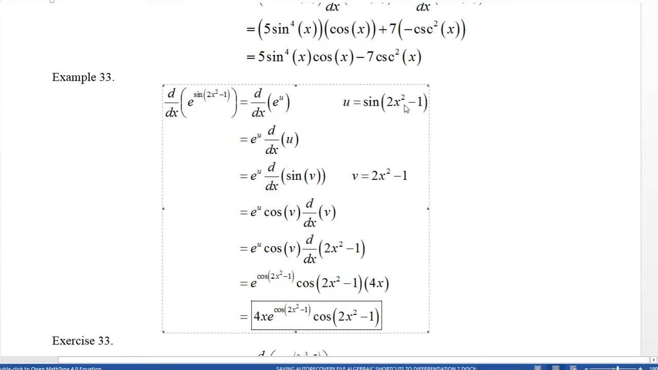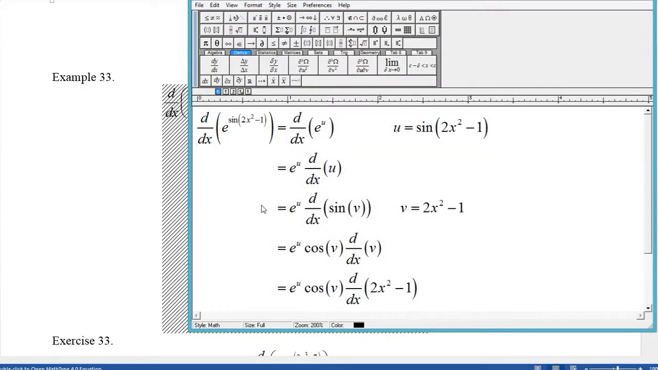U is sine of this thing here, so I'm going to think of that as the last thing is sine of something. We'll let the something be a different letter, let's say v this time. And so this is sine of v. The derivative of sine of v is cosine of v times the derivative of the v. So then we're taking the derivative of the 2x squared minus 1, which is 4x. V is 2x squared minus 1. U is sine of, not cosine of. Look at that. Typo there. Let's fix that.